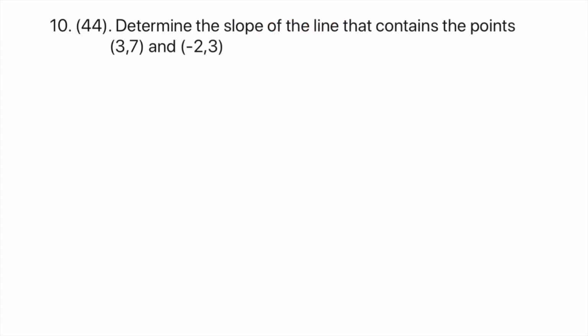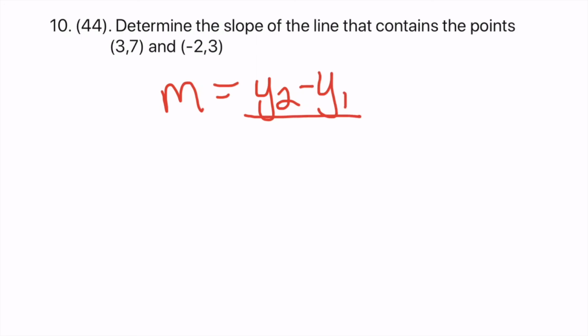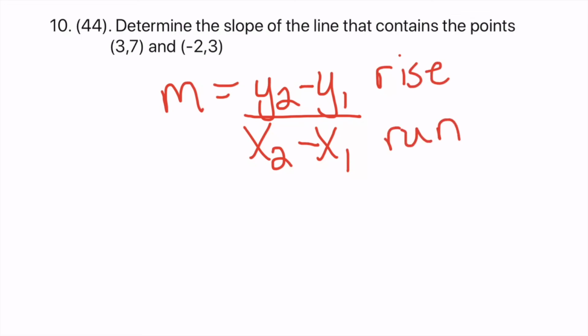Number 10, determine the slope of the line that contains the points (3, 7) and (-2, 3). So remember, we just want to use our formula for slope, which is we find the difference in the y values, and we put that over the difference in our x values because we're finding the rise, how much it goes up or down the y-axis, over the run, how far it goes left or right on the x. Now, it doesn't matter which y you choose to start with.